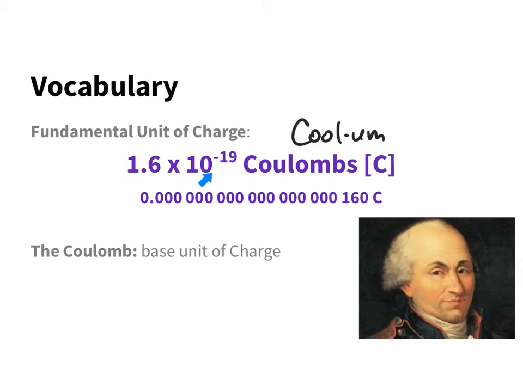Now 1.6 times 10 to the negative 19th, this is what that number would look like. It is a very small number. There are 18 zeros there because I had to bring that one extra spot, but it's a very small number to represent the charge of a single electron or a single proton. Why is this number so small? It's because electrons and protons are very small. But this is what's called the fundamental unit of charge. It is the charge of a single electron or a single proton.